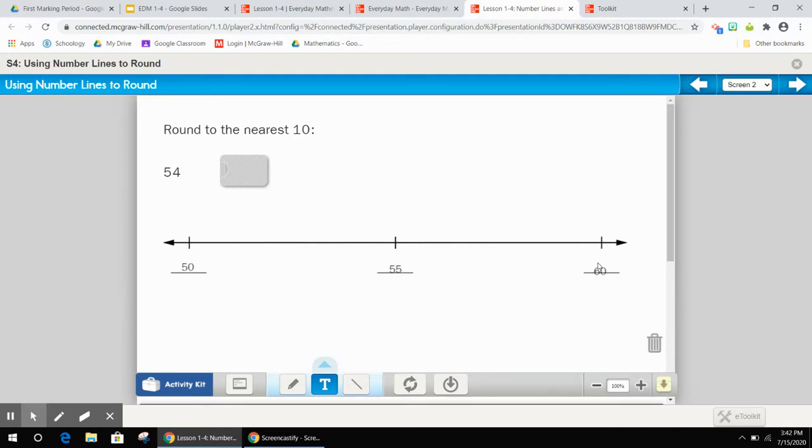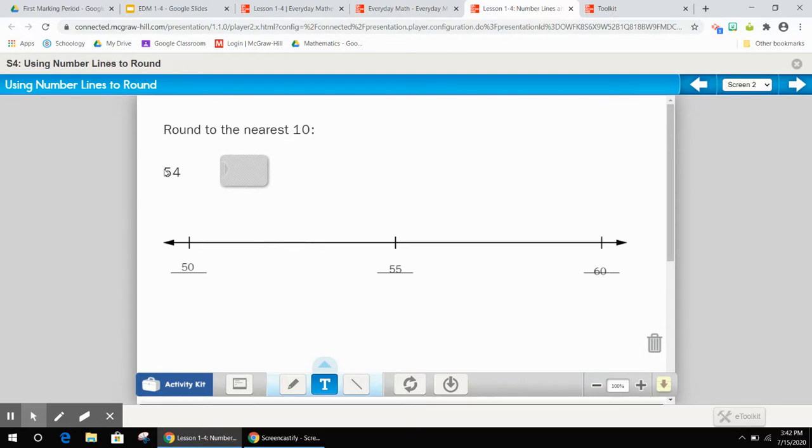If you think back to learning about rounding before, you would say 4 and below, keep it down low. 5 and above, you give it a shove. So any number on this half of the number line is going to keep it down low to 50. And if our number would fall on this part of the number line, we would give it a shove and we would round it up to 60.